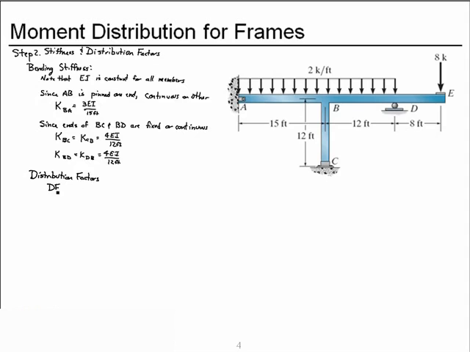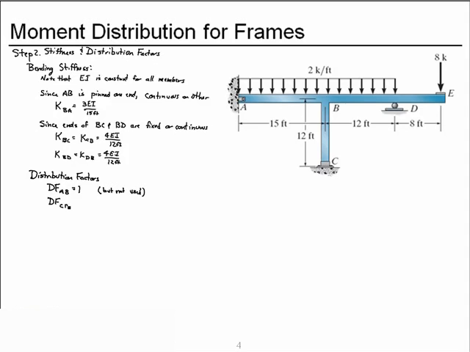The distribution factor for node A of member AB is 1 because it's pinned, but I'll point out we're not going to use this because we're using the modified stiffness for member AB, and so there'll be no carryover and no fixed end moment at node A.